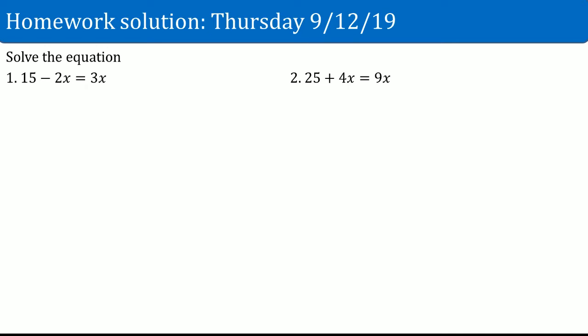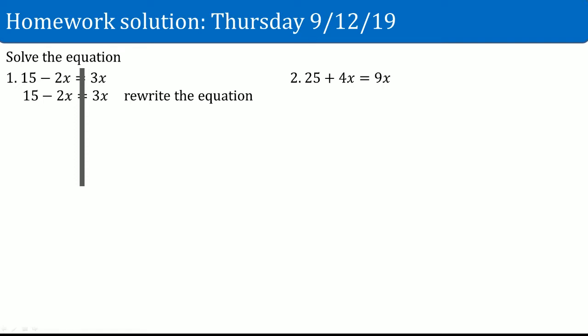All right, number 1, 15 minus 2x equals 3x. So first step is always to rewrite the equation. Now you draw a line straight down, separating the left from the right. Notice that there is the variable on the left hand side and the variable on the right hand side. Both is the x value.